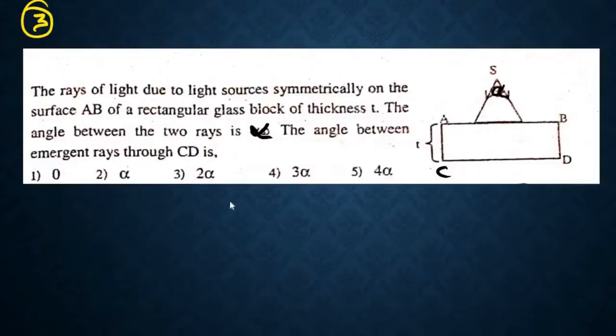Right, students, moving into our third question. Alright, the rays of light are due to a light source symmetrically on the surface AB of a rectangular glass block of thickness T. The angle between the two rays is alpha. Here it's alpha. The angle between the emergent rays to CD is, right? Let's do the question now. I hope you try this question first. Remember, you do the question and then check the answers, right?